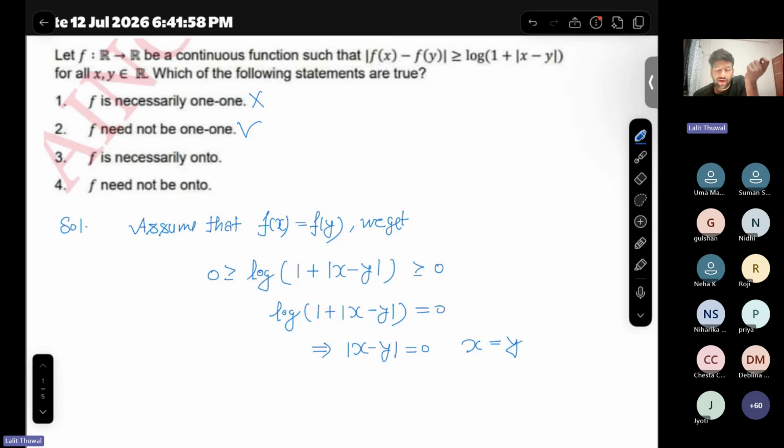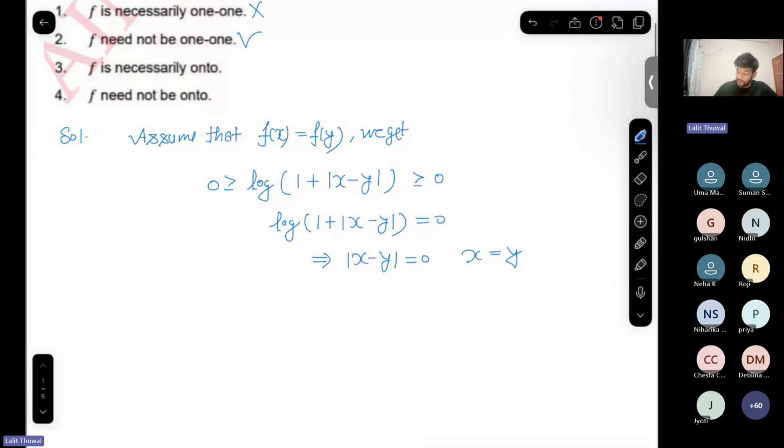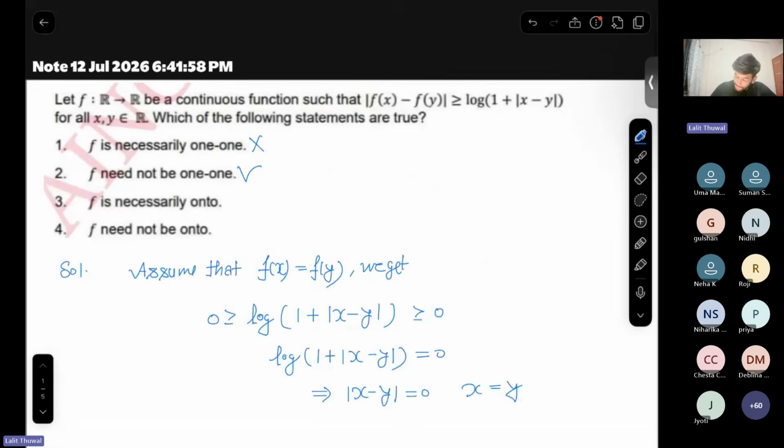There are only two subsets of R which are open and closed. One is phi and another is R. Obviously, the function is one-one, so the function does not have an empty image, right? So the image must be R. In that way you will try. Try to show that it is closed: every Cauchy sequence converges there. And openness is very easy.